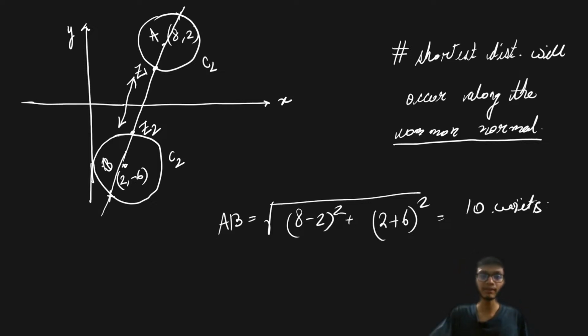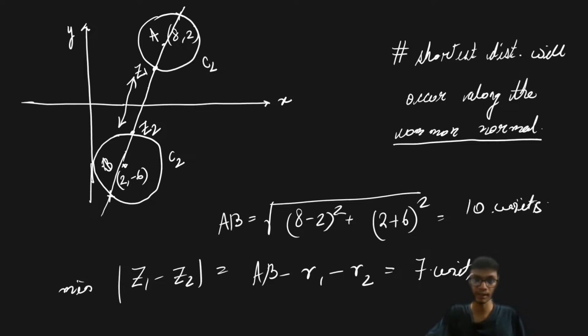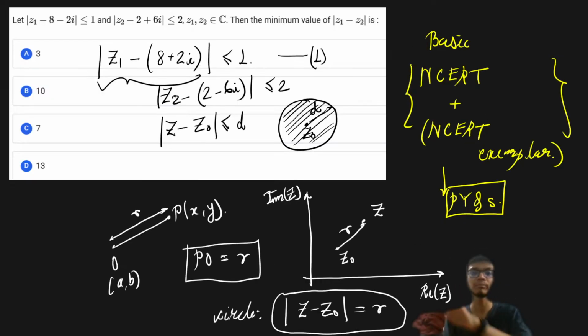Now this z1 and z2 distance, the minimum value of z1 minus z2 bar, will be equal to this AB minus the radius of the first circle and the radius of the second circle, and that is going to give me the answer as 7 units, right? The radius of the first circle is equal to 1 and the radius of the second circle is equal to 2. So that generates the answer as 7 units, which is the minimum value of z1 minus z2. So I hope you are able to understand this question.